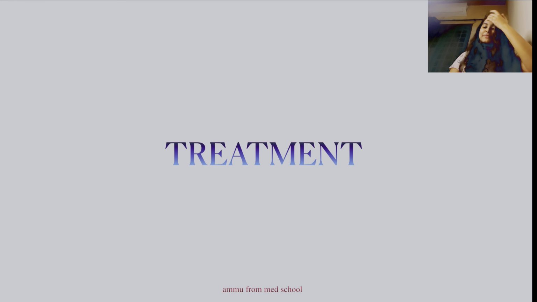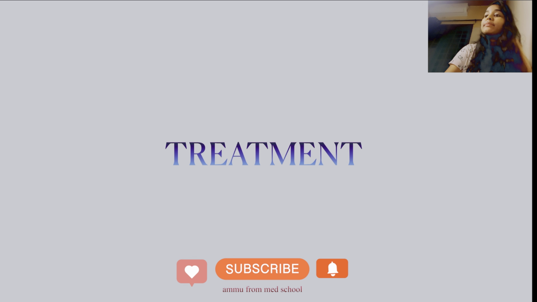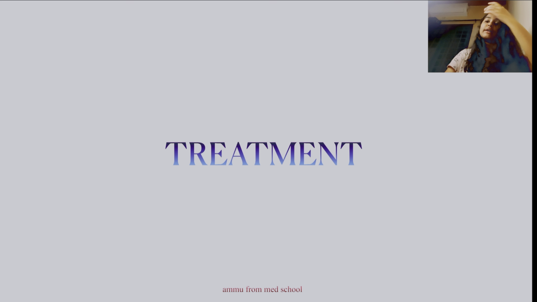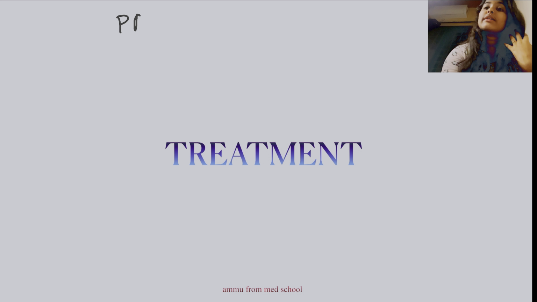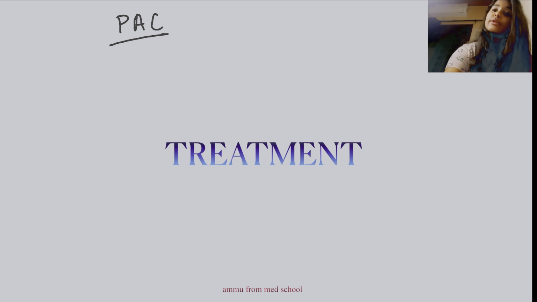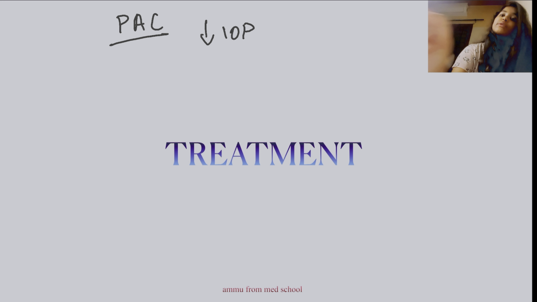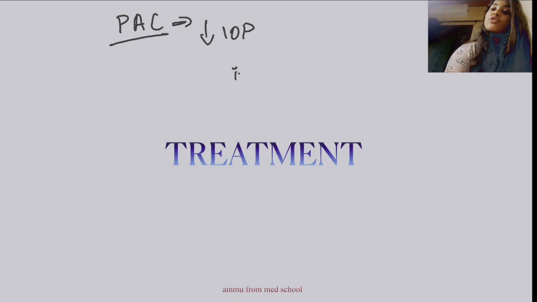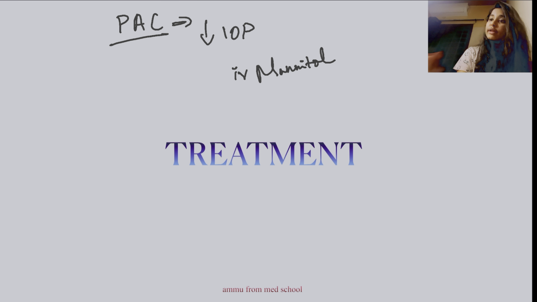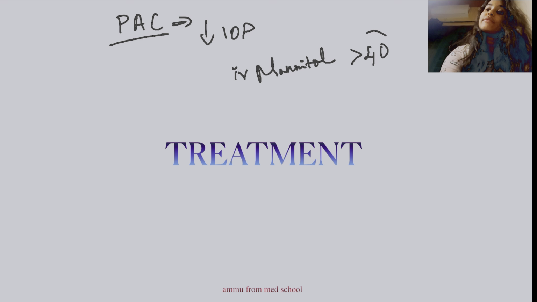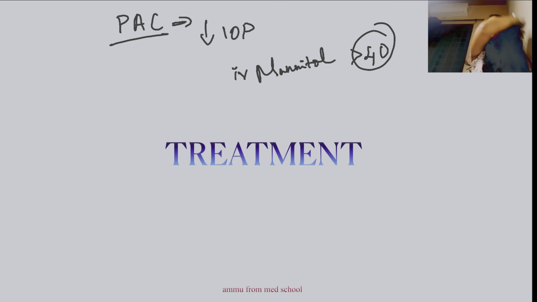Coming to the treatment part, we have to treat according to the classification, both primary angle closure and primary angle closure glaucoma. If it is the stage of primary angle closure, our immediate step is to reduce the intraocular pressure to prevent further damage. So what do you do? You give IV mannitol. IV mannitol is an emergency drug of choice to reduce the intraocular pressure. And if you find the intraocular pressure is more than 40 mmHg, you have to administer IV mannitol 1 gram per kg body weight.